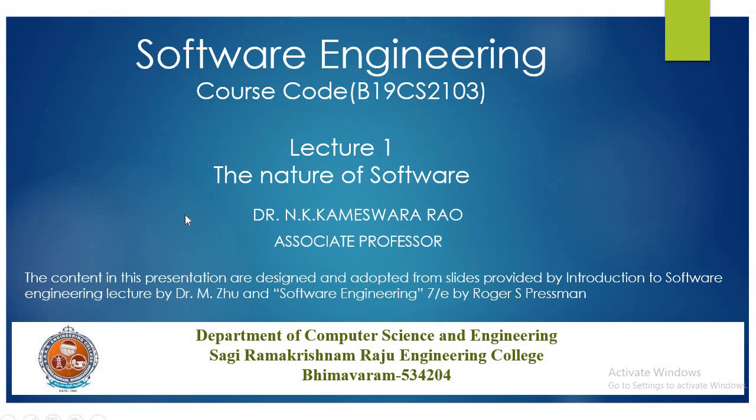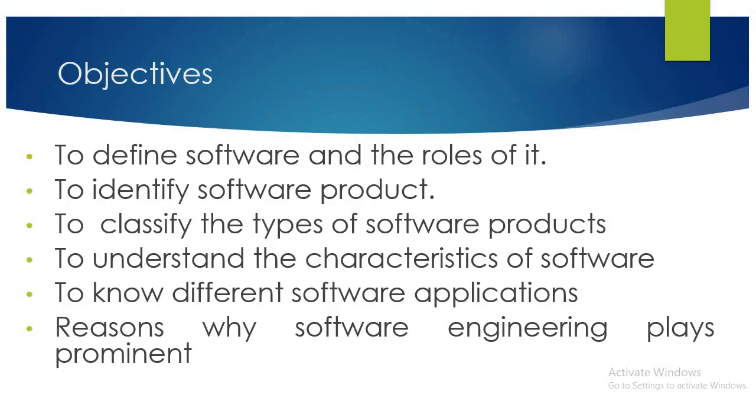Software engineering, nature of the software. So the objectives: to define the software and the roles of it, to identify software product, to classify the types of software products, to understand the characteristics of the software, to know different software applications and the reason why software engineering plays a prominent role nowadays.